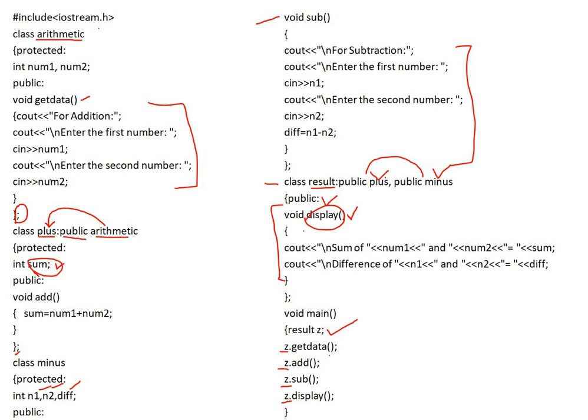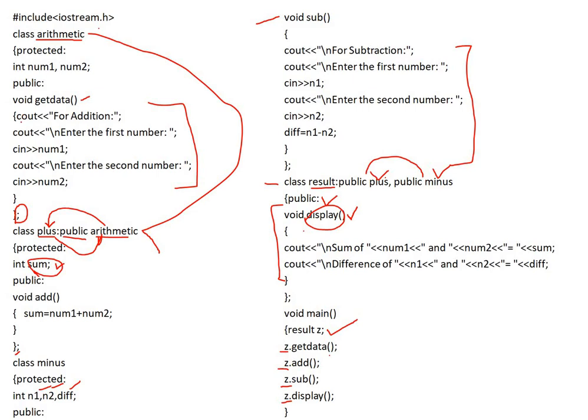So immediately execution control goes to the base class of the plus class. What is the base class of the plus class? Arithmetic class. So immediately execution control transfers to the arithmetic class and searches for the void get data member function definition. Yes, here it is available. So if it is available, then the set of statements within get data gets executed.